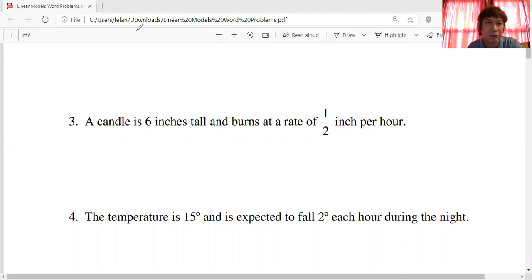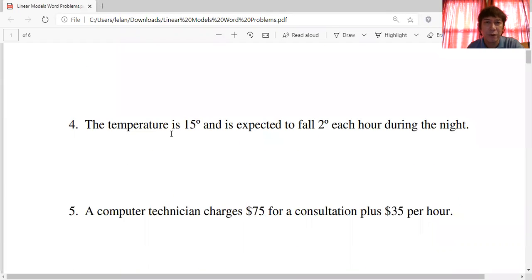All right, let's proceed to number 4. Going back to the temperature problem, we'll just recall the equation for this. I believe we have used capital T for the temperature. And then we have a negative slope here because the tendency of the temperature is to get colder. So this is -2 times time plus the initial temperature at 15 degrees there.